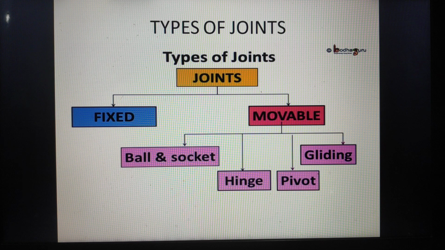Joints are of two types, fixed and movable joints. Movable joints are further categorized into four groups: ball and socket joint, hinge joint, pivot joint, and gliding joint.